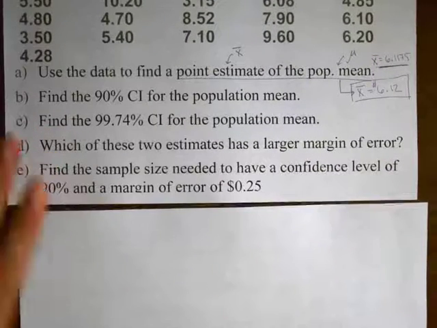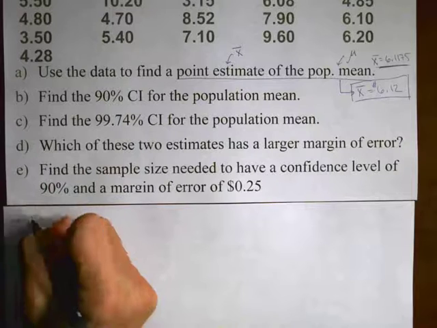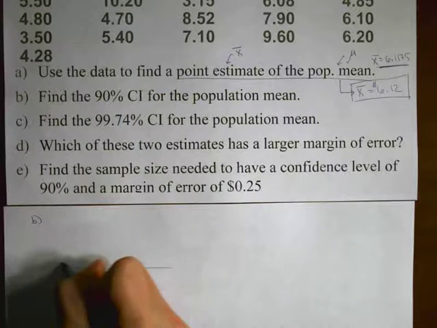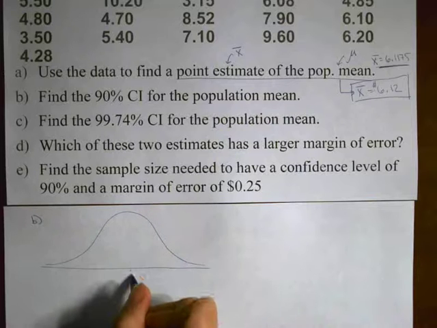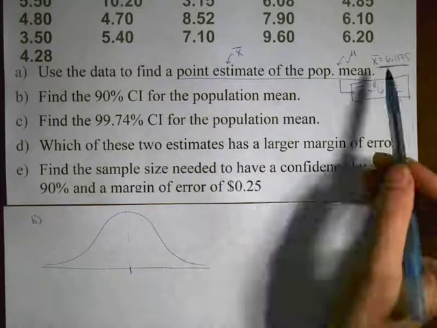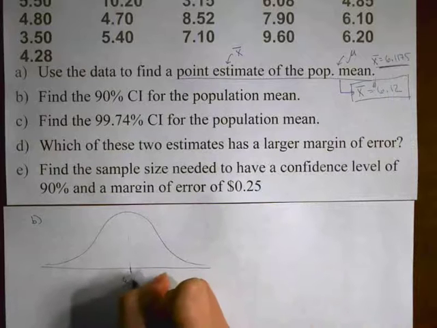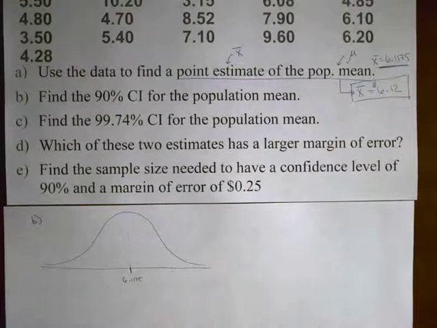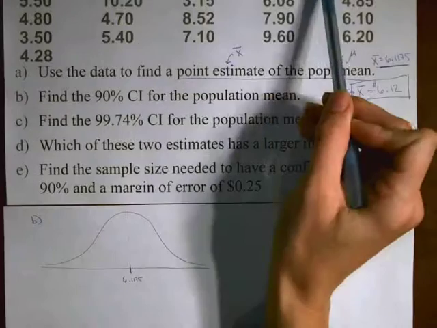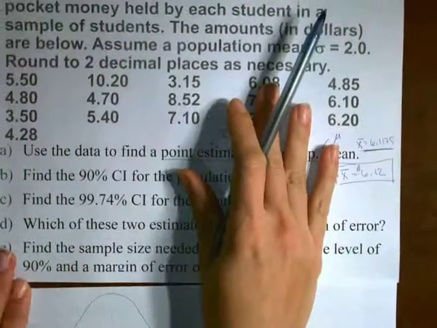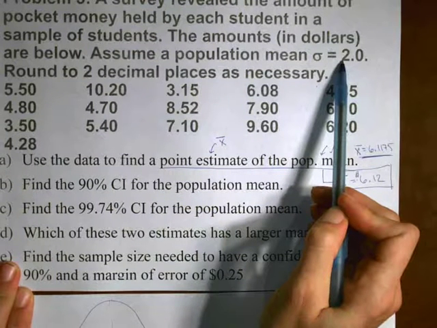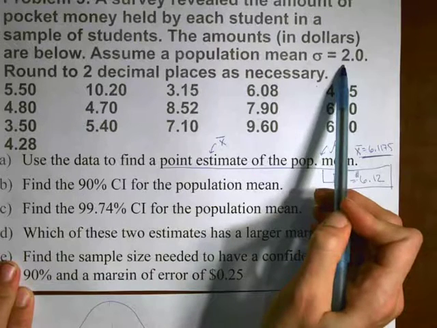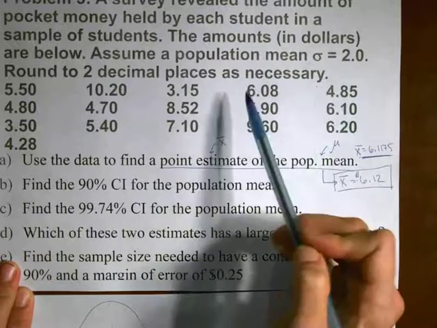So there's our point estimate. Find the 90% confidence interval for the population mean. So we are doing part B, and here's what my data look like. I'm trying to find the 90% confidence interval for the population mean, where I know that my sample mean is 6.1175, and I have been told my population standard deviation is 2.0.